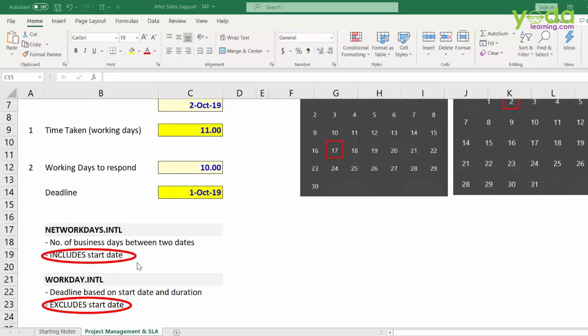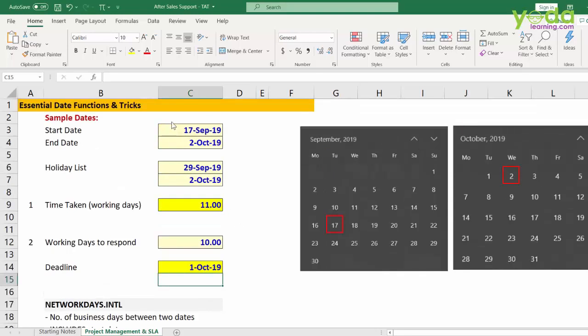What does it mean? Let me show you in the form of the calendar. So if the request came from the customer on 17th September, that day is excluded. So let me start the count. 18th, 19th, 20th, 3 days. Next, another 5 days, total 8 days. Next, 9th day, and this is the 10th day. So by the end of 1st October 2019, this ticket should have been resolved.